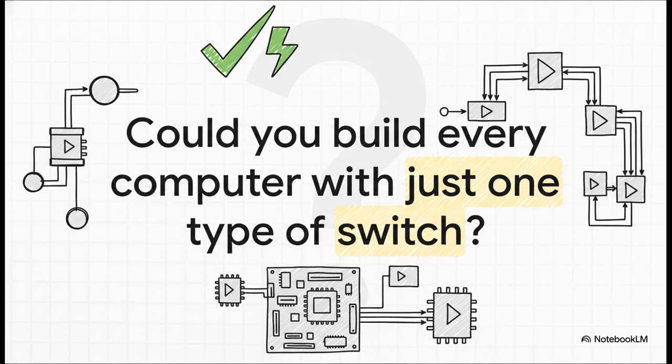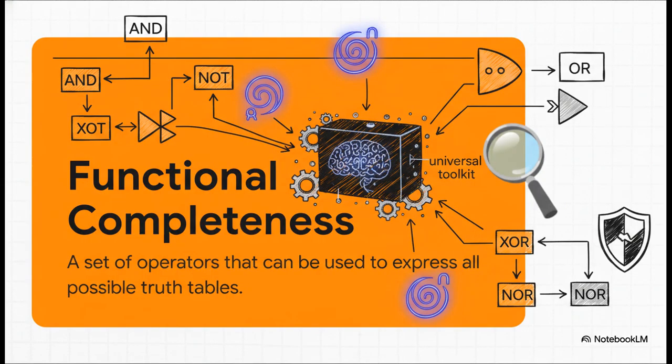So let's make this a little more real. Could you build every single computer in the world with just one type of switch? It sounds crazy, right? But in the world of classical computers, the ones we use every day, the answer is, yeah, you totally can. And it's an incredible thought, isn't it? That one single, simple little component can be the bedrock for all digital complexity. This idea leads us to a really powerful concept. And that concept is called functional completeness.